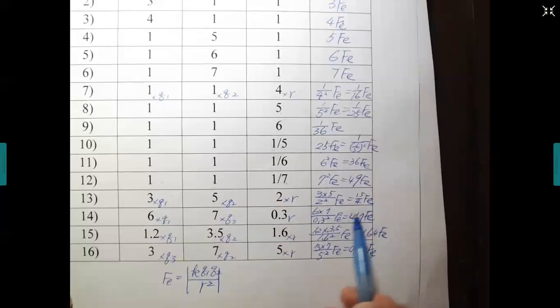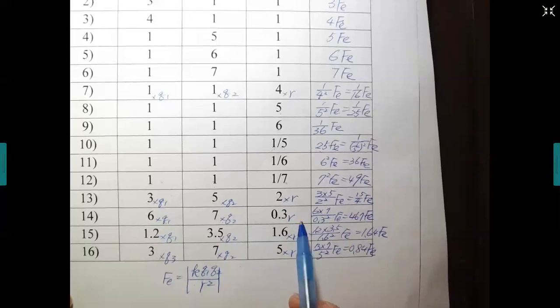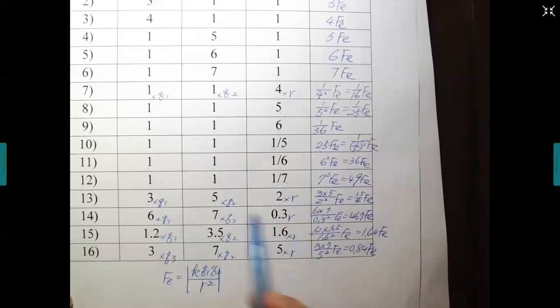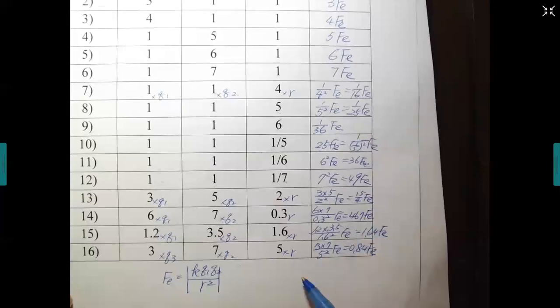If the charge Q1 becomes 6 times, Q2 becomes 7 times, and the separation becomes smaller, becomes 0.3 of the original length, then the electric force will become 6 times 7 divided by 0.3 squared. So it becomes 467 times of the original force. The rest follow the same rule. 3 times 7 divided by 5 squared. You can do the same, like this one here.